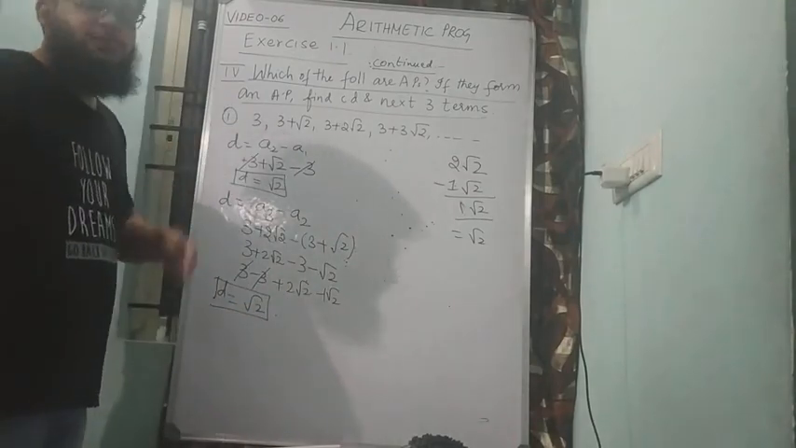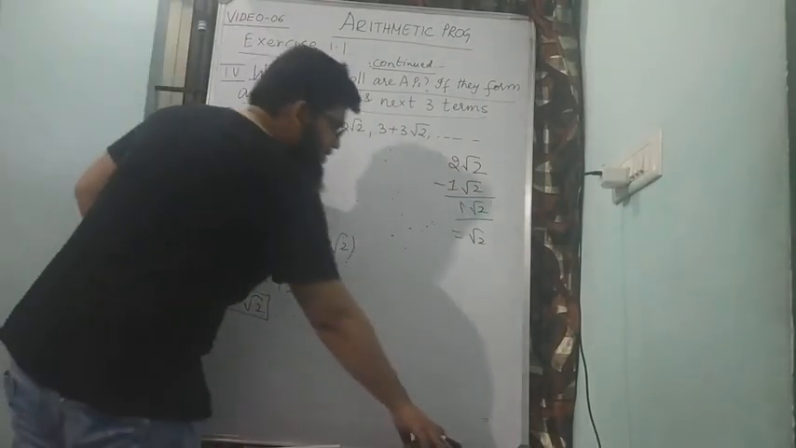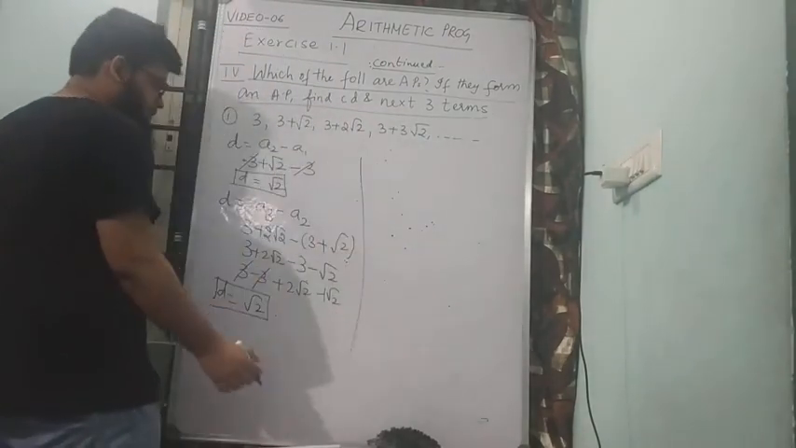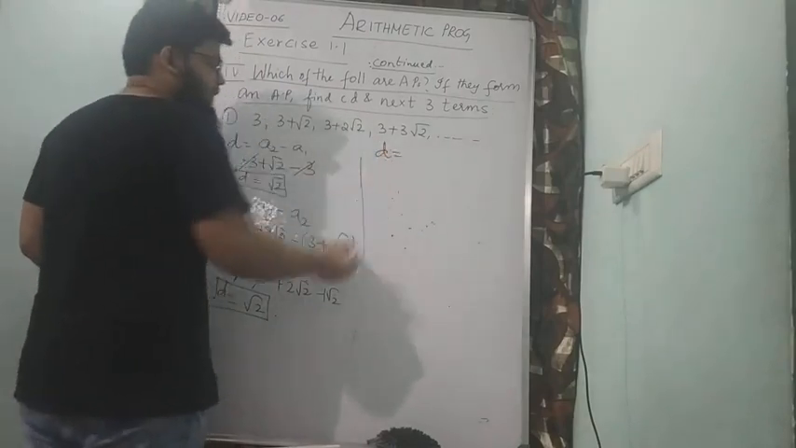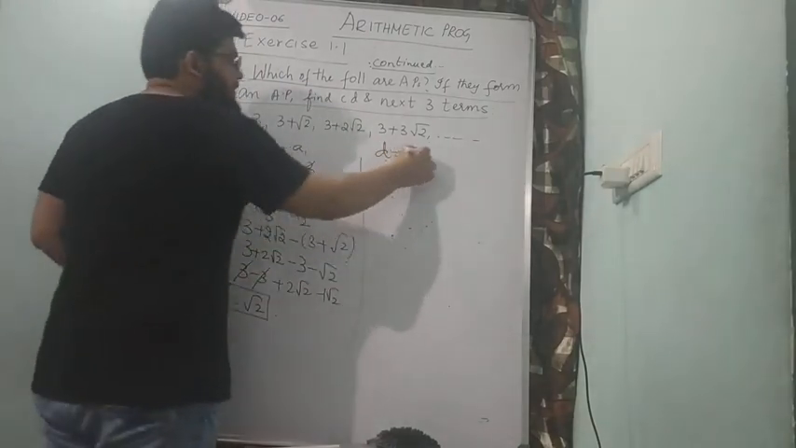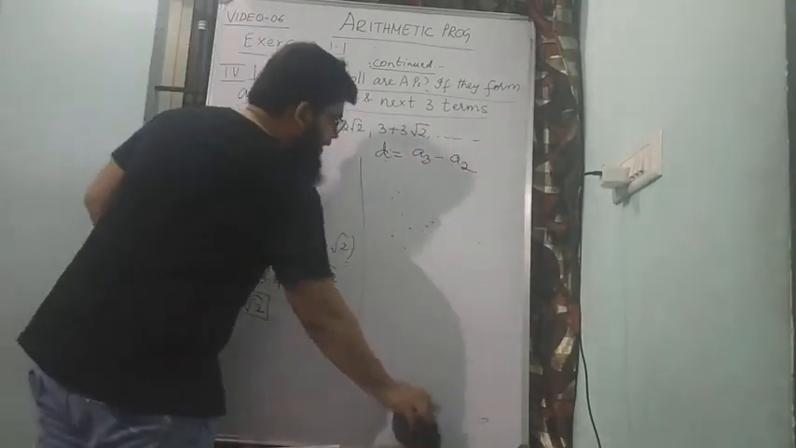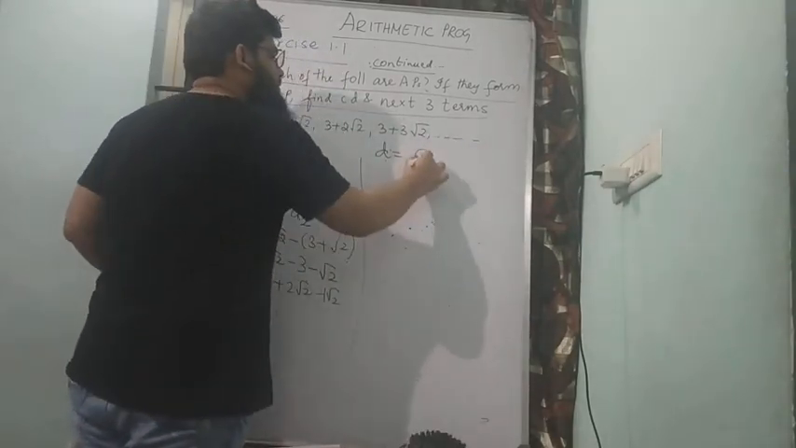Now I'll go with one more, because this can be confusing and it's a very different problem than the other problems. I'll go with one more value of D. A3 minus A2 I've already done, so I'll go with A4 minus A3.